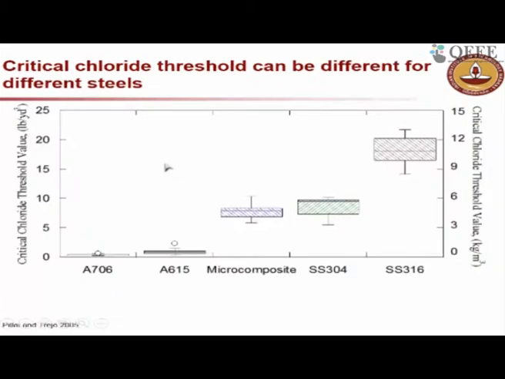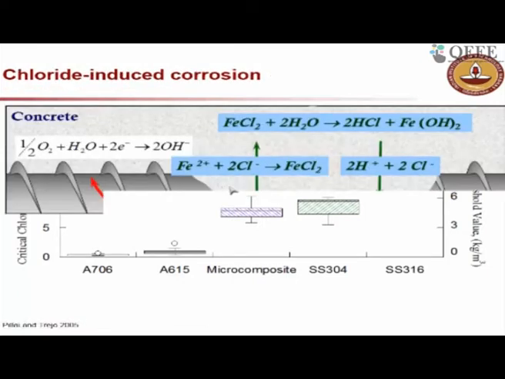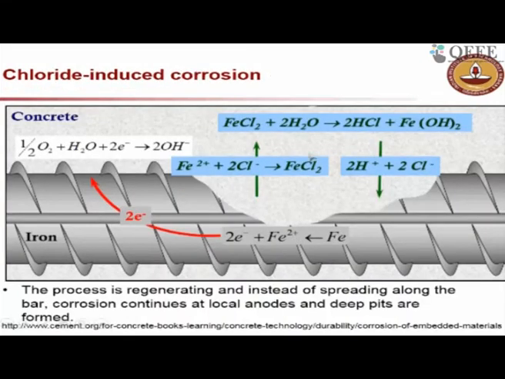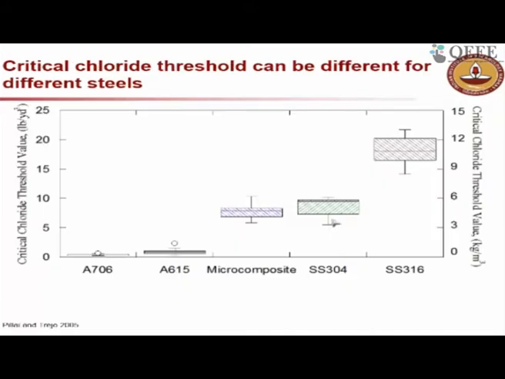Okay. Now, I said you have to prevent the chlorides from entering the concrete and reaching the steel and building up a concentration at which the steel will start to corrode. That minimum amount of chlorides required for initiating corrosion, we call the chloride threshold. So it's the critical chloride threshold, which is the minimum amount of chlorides required to initiate corrosion.